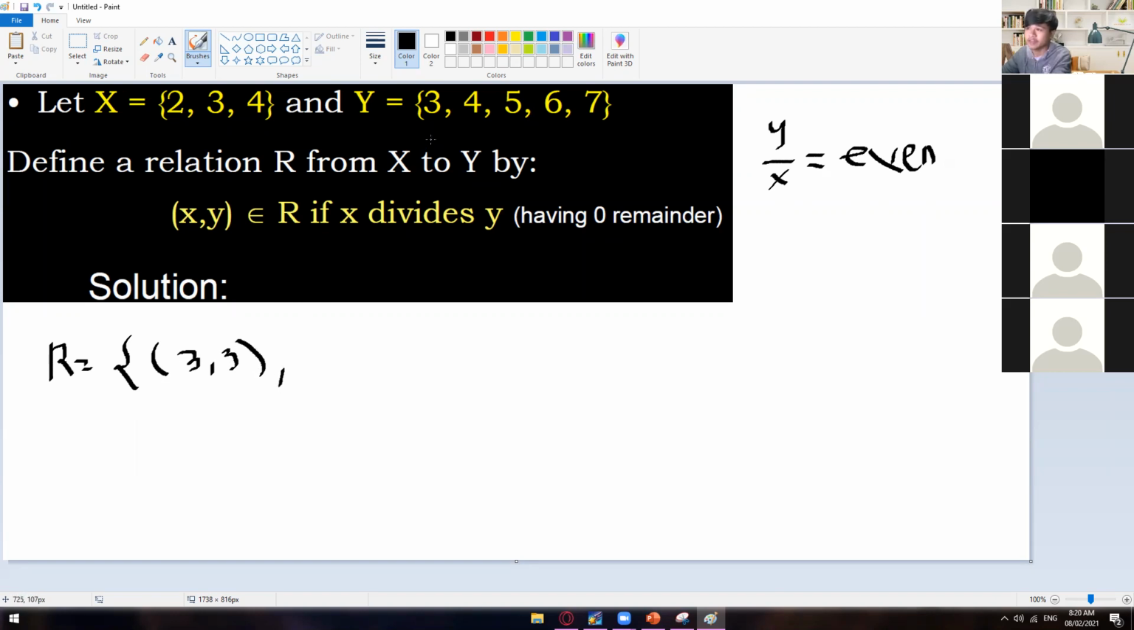So how about 3 divided by 4? Not possible, sir. So no, we will not list that one. So 4 divided by 2? Possible, sir. Okay, so we have to list here these coordinates. How about 4 divided by 3? Not possible, sir. No. How about 4 divided by 4? Possible, sir.